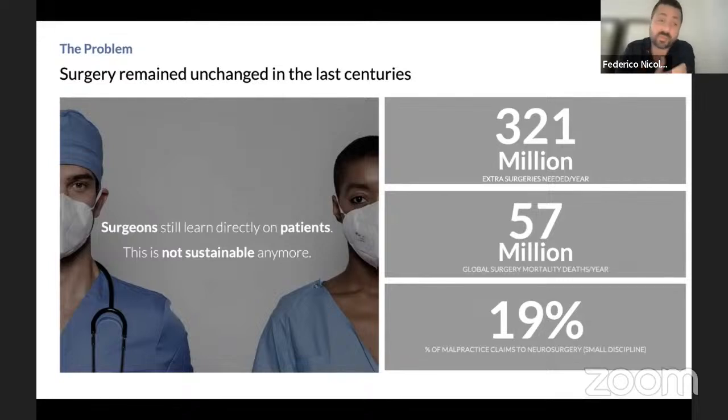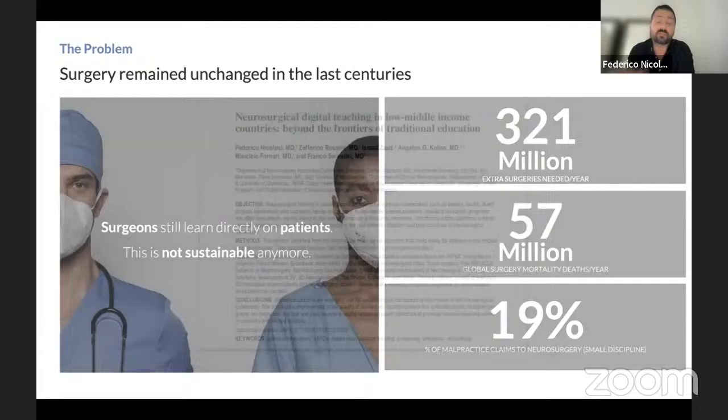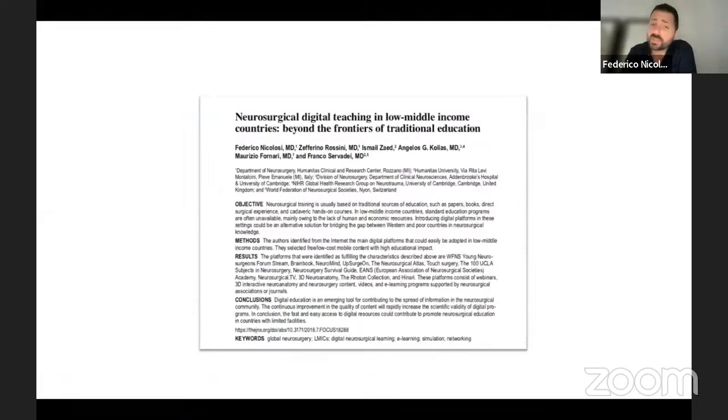So there are pathologies that can be treated in other countries, in low and middle income countries, but there is a problem of quality. So a lot of malpractice claims, and lower exposure and experience. There is some literature that we also did with Franco Servadei, when he was president of the WFNS. So we studied this problem.